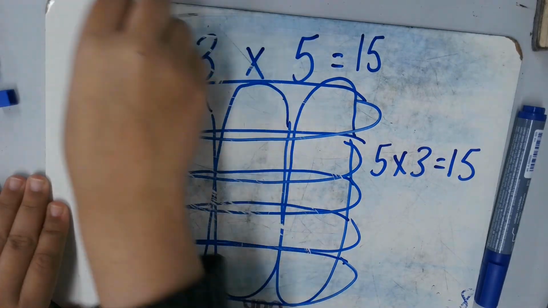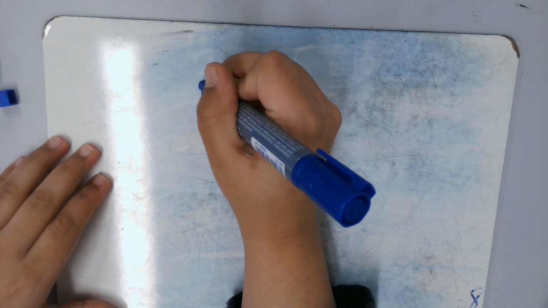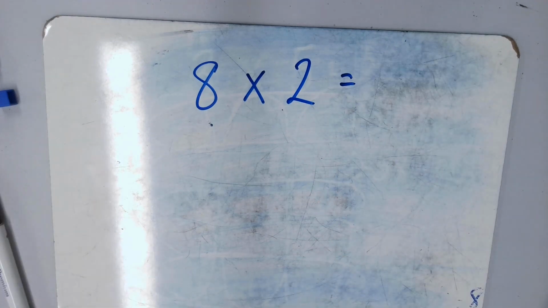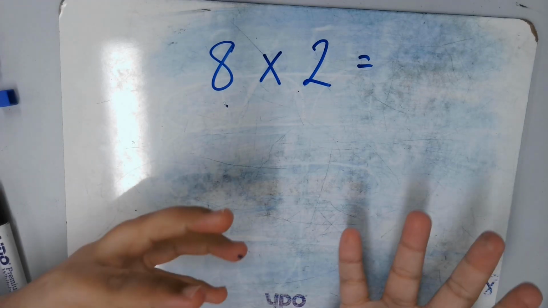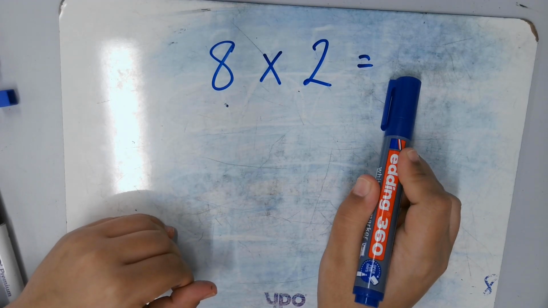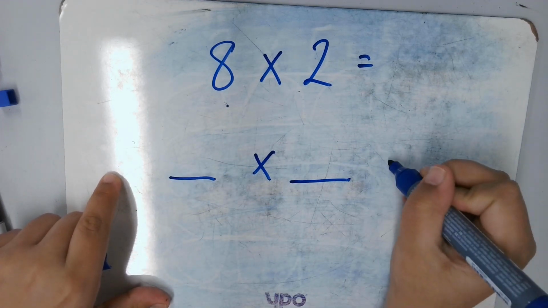I'm going to give you one to try now. I'd love if you posted yours to Seesaw so I could see exactly how you do it. I'm going to give you this equation here. See if you can have a go at drawing your array, stating how many groups of what you've got, and then writing out the answer to this equation and another equation that you could make using this.